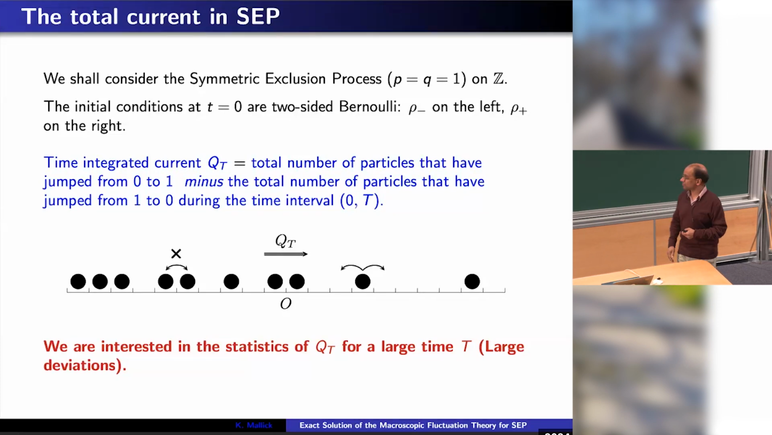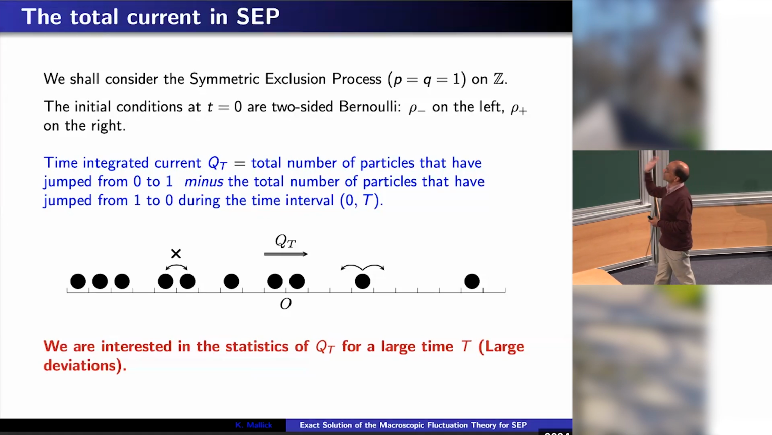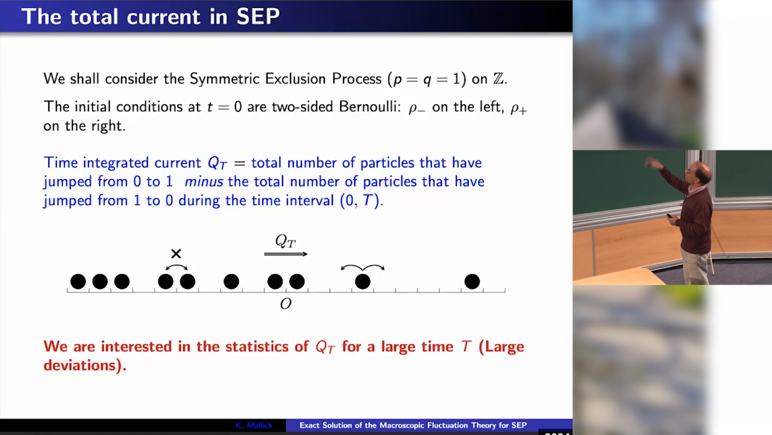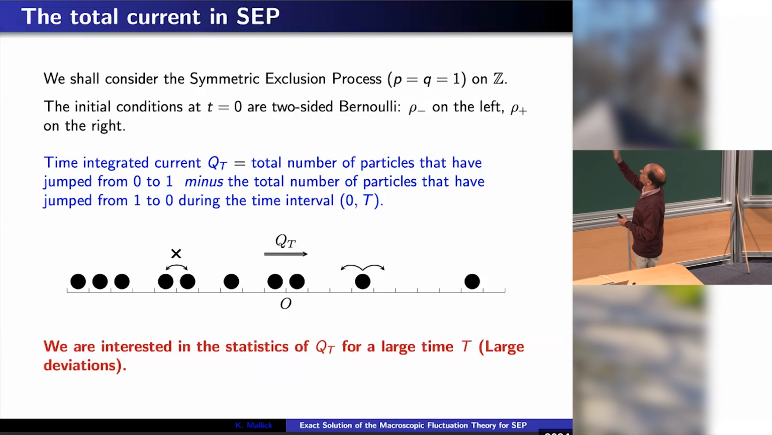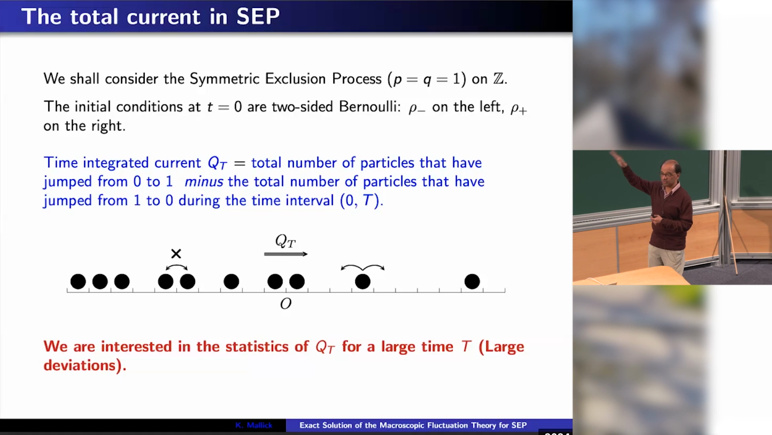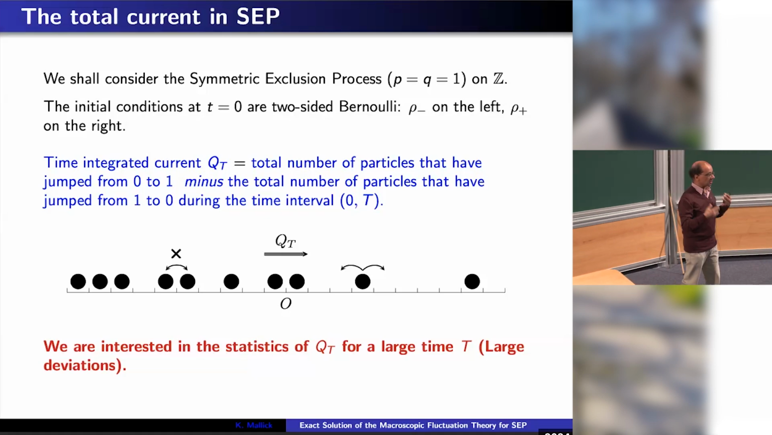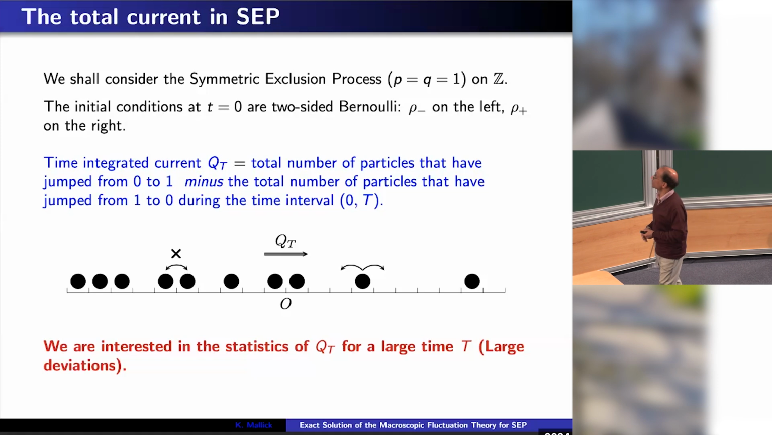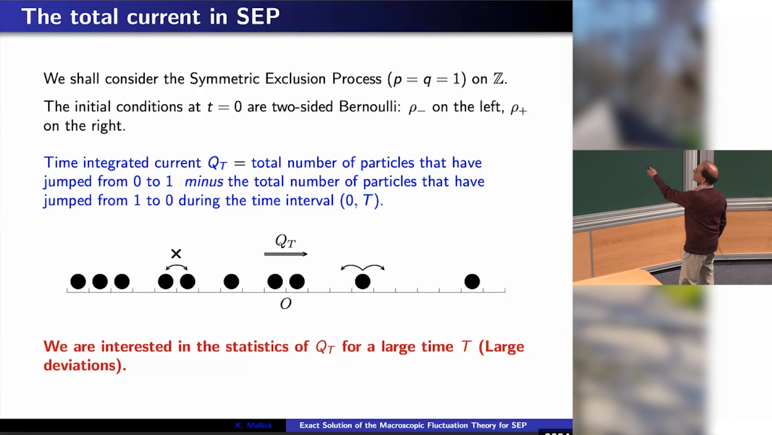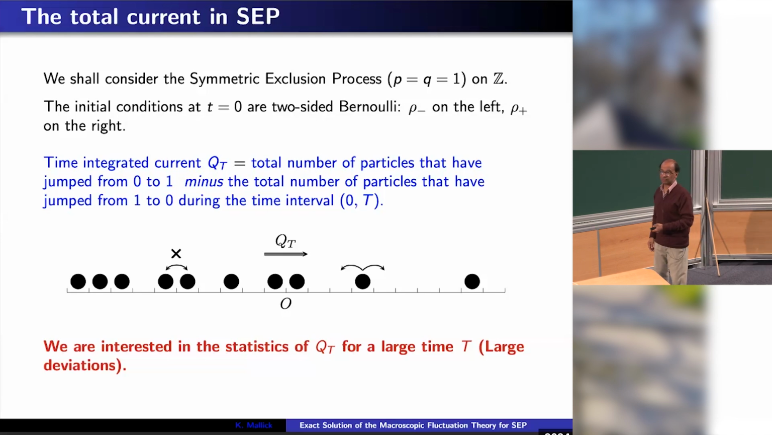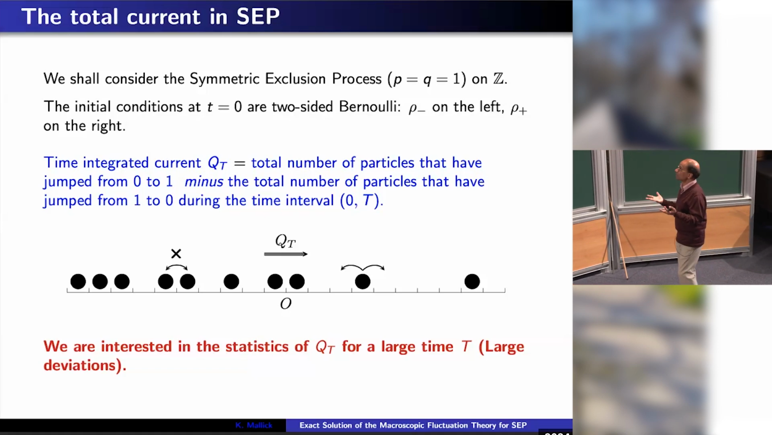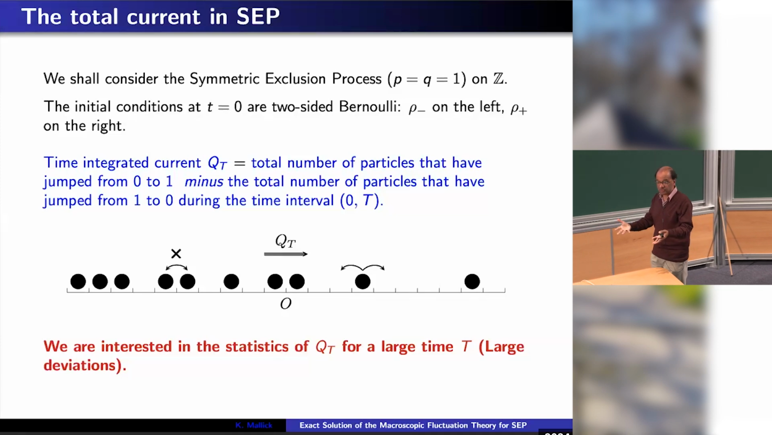My initial condition on Z is that I put Bernoulli independent densities on my lattice, with two different densities, rho plus and rho minus, on the negative and positive sides. Typically I put more particles on the left and less on the right, and I look at my system flowing, and I count how many particles have jumped through the 0-1 bond. I count positively from left to right and negatively from right to left. And Qt is a random variable. It's the total integrated current in my system.